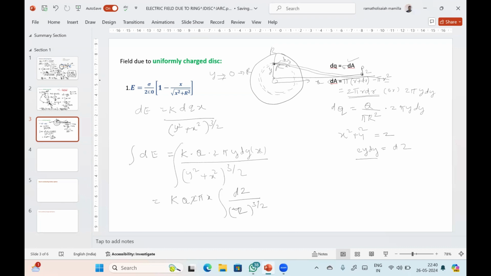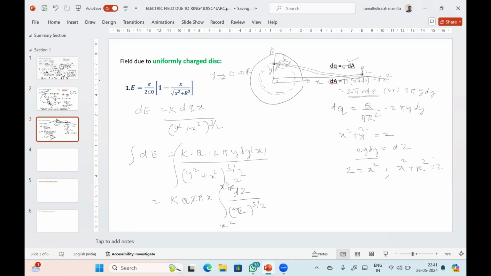Now y is varying from 0 to r. When y is equal to 0, z is equal to x square. When y is equal to r, z is equal to x square plus r square. Since I have taken this as z, the limits change from y limits 0 to r into z limits x square to x square plus r square.